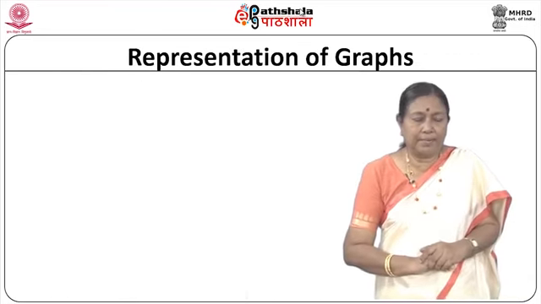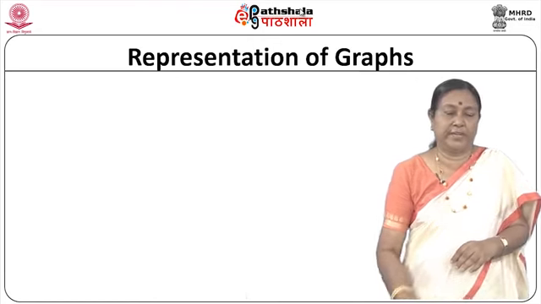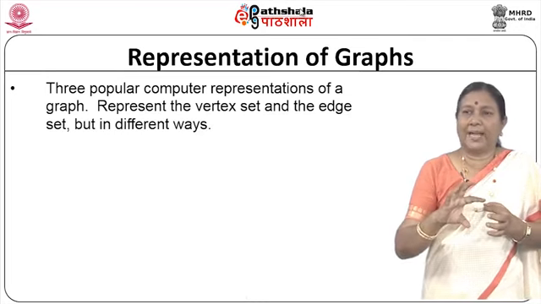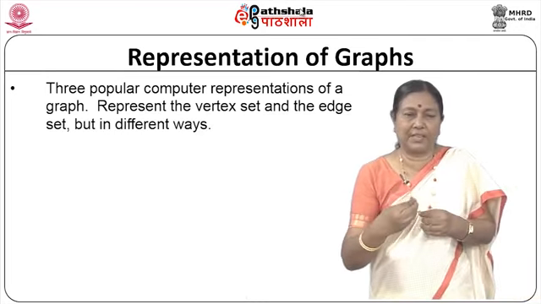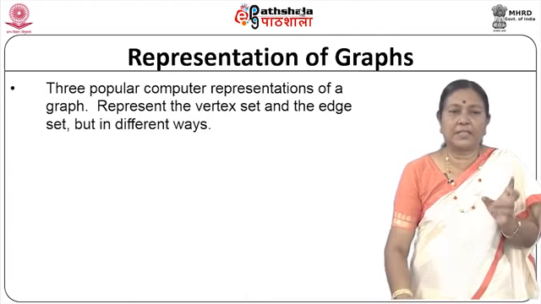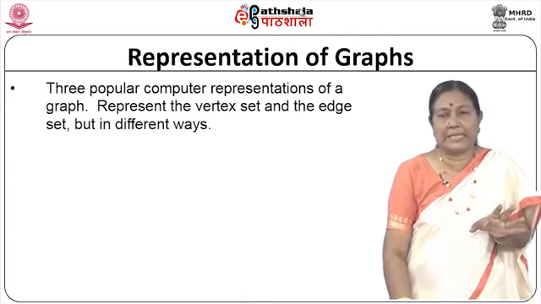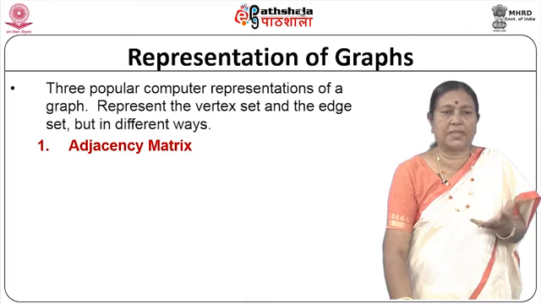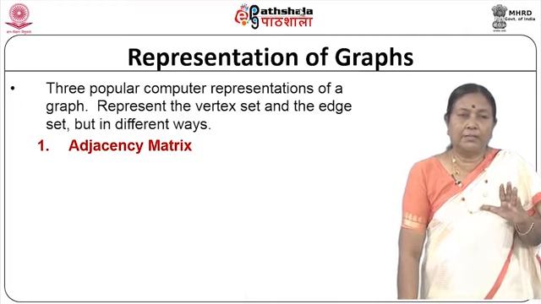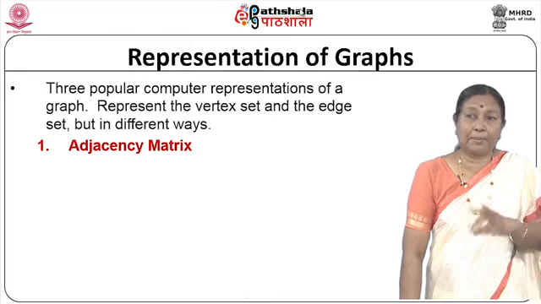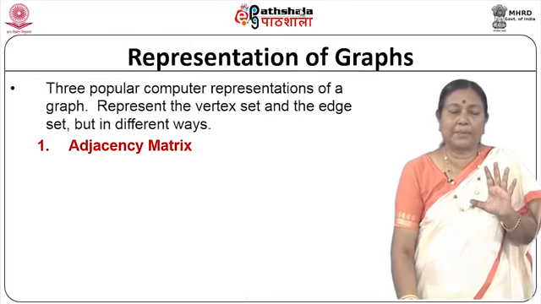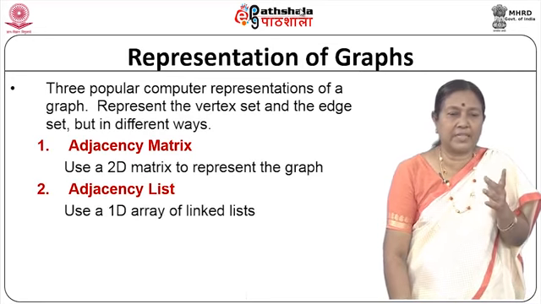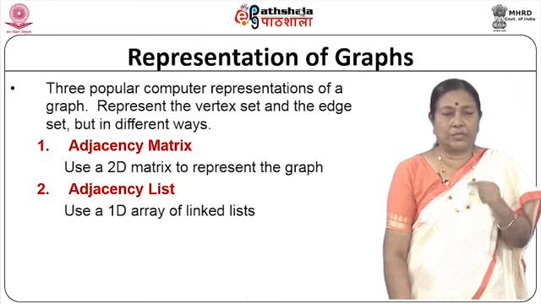Now, let us look at another important concept of graphs, that is the representation of graphs. Three popular computer representations of graph are available, though actually two major ones and one is a subset of the second one. We need to represent the vertex and the edge set, but in different ways. One, you have the adjacency matrix, a very commonly used representation of a graph. Here we are talking about how it is represented, not how it is actually represented in memory, which is a different issue. Use a 2D matrix to represent the graph, or you can have an adjacency list, use a 1D array of linked lists. That is the second one.